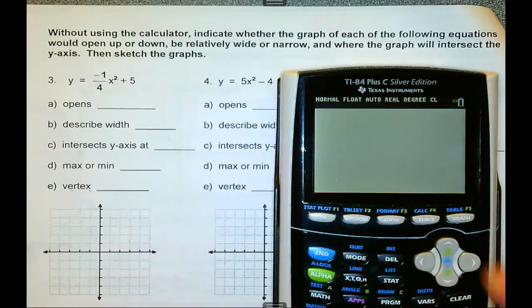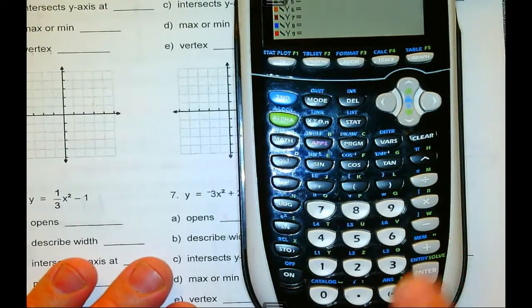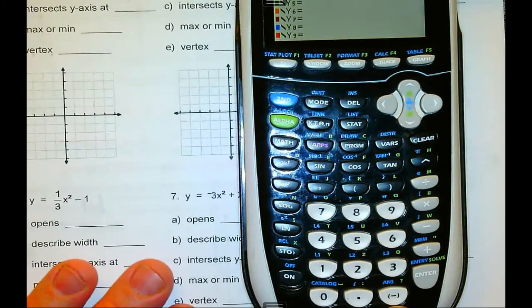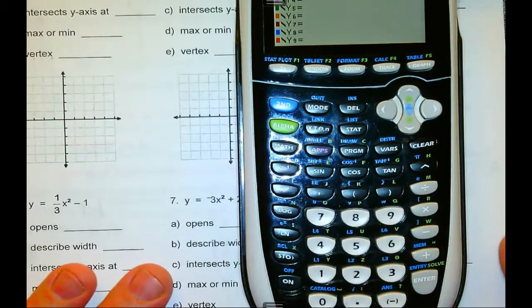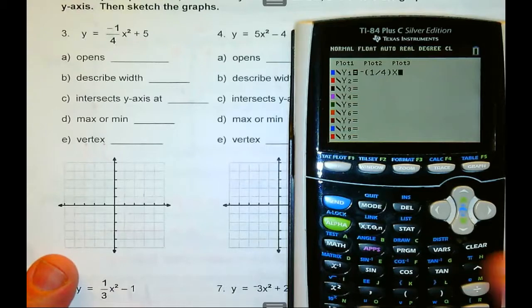So, in my y equals, I am going to put in negative, put fractions in parentheses, please. 1/4, 1 divided by 4. Don't use a minus sign, use the negative key. The negative key is right down here. If you use a minus sign, you'll get an error. Okay, so negative 1/4 x raised to the 2, or x squared, plus 5.